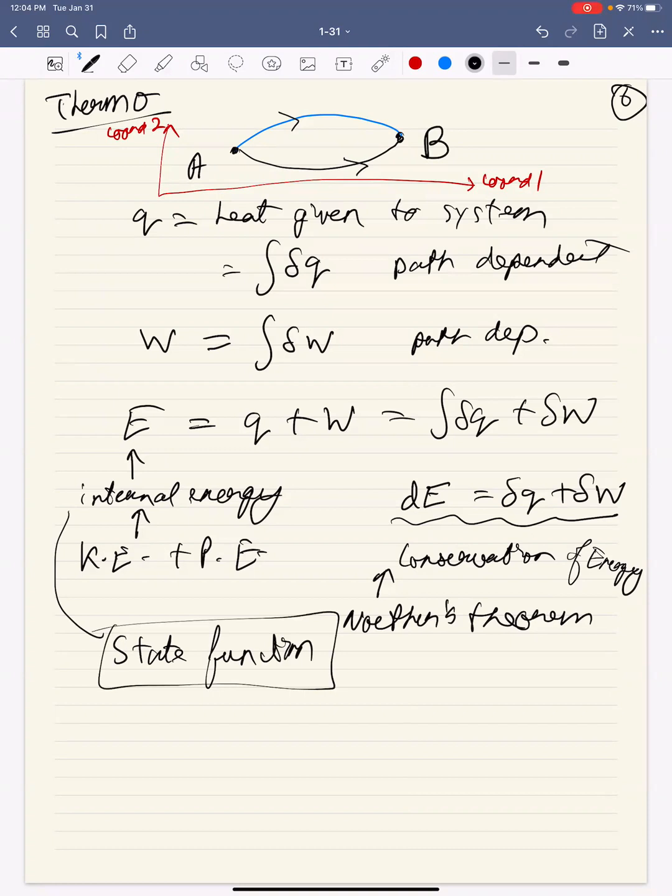Anytime we have a function, we have variables, something the function depends on. Here I wrote coordinate 1, coordinate 2. This internal energy can be written as a function of any 3 coordinates. It could be NVT, it could be NVS, doesn't matter. Any 3 coordinates. You can have the internal energy expressed as a function of those 3 coordinates.